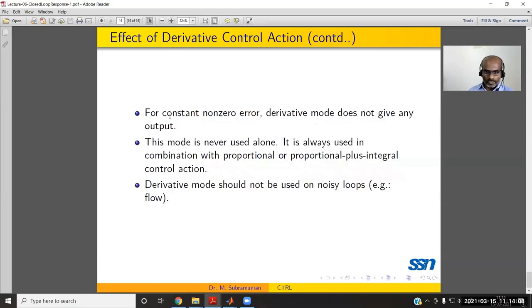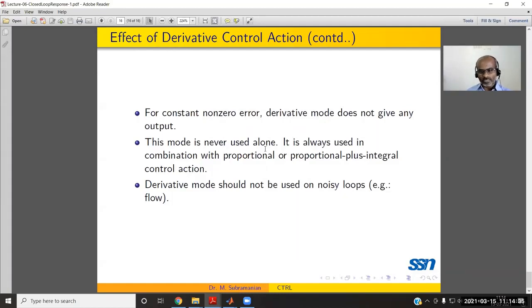And some idea about this derivative. For constant non-zero error, derivative mode does not give any output. So if you suddenly change the error and again keep the error constant, for such a thing, this derivative mode won't work. For a step change in error and error remaining constant, this derivative mode won't work.